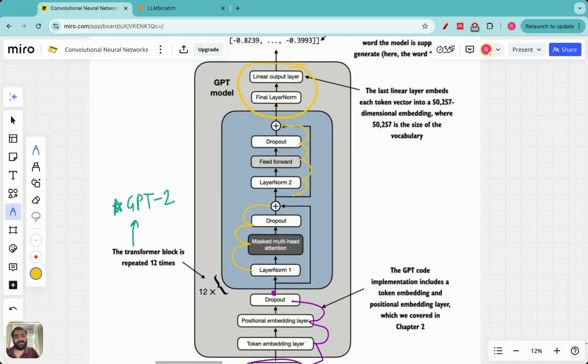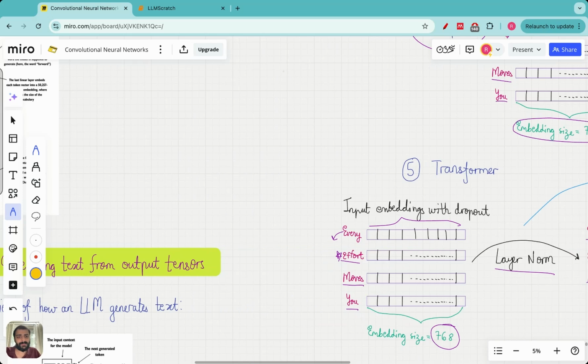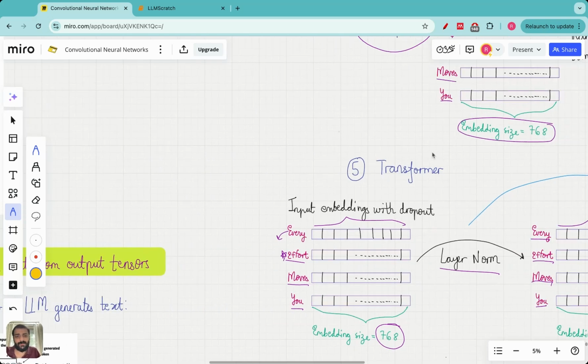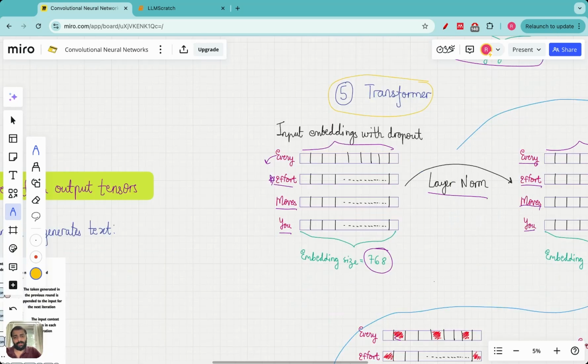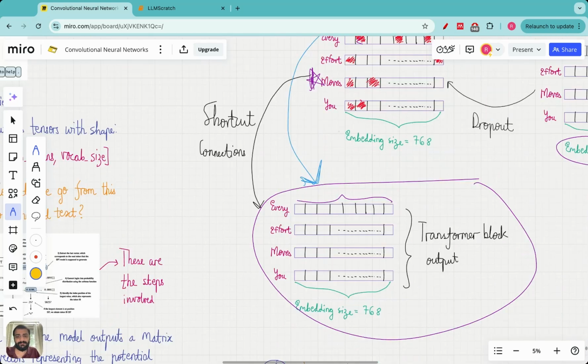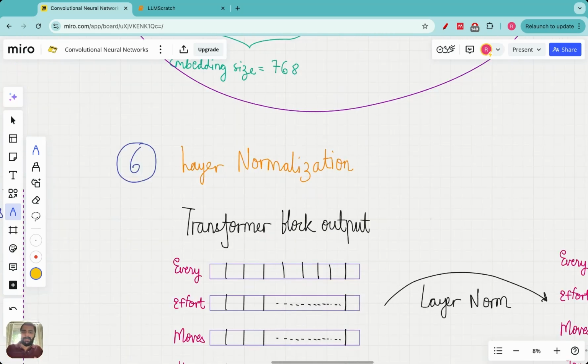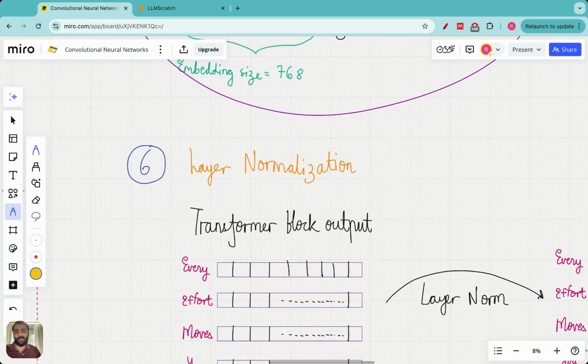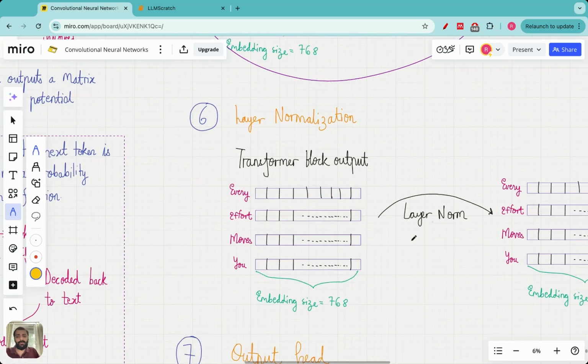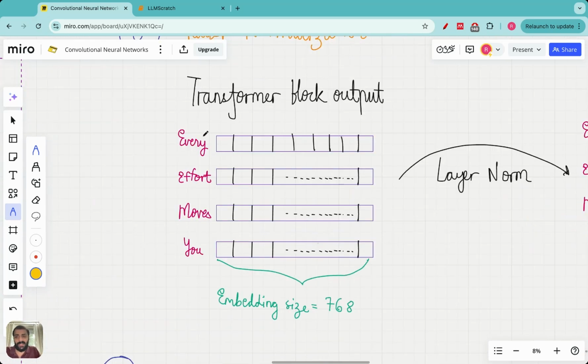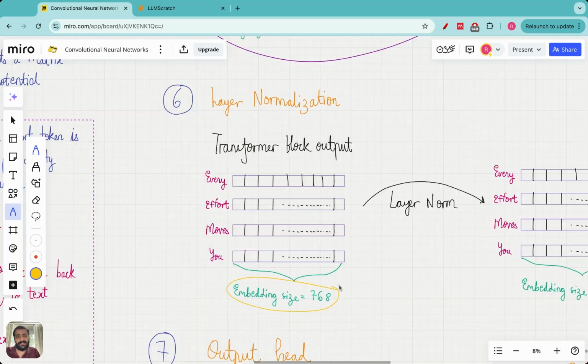So let's look at the last 2 steps of the GPT model in the visual flow map. The fifth step was the transformer step, which we implemented. Within the transformer also there were 8 different steps. Now we go to the next block, which is another layer of normalization. So the transformer block itself has 2 normalization layers, but we have another normalization layer after the transformer block output. So here we have the transformer block output, and here you can focus on the dimensions. Again, every vector or every token has an embedding size of 768, right? Again, the dimensionality is preserved, and then we apply the layer normalization.